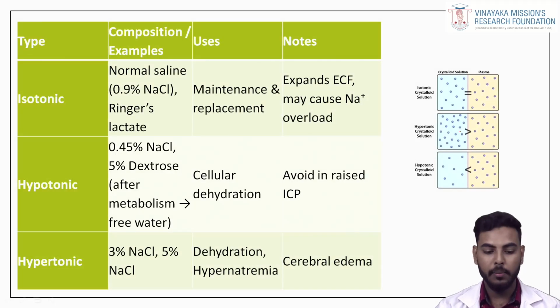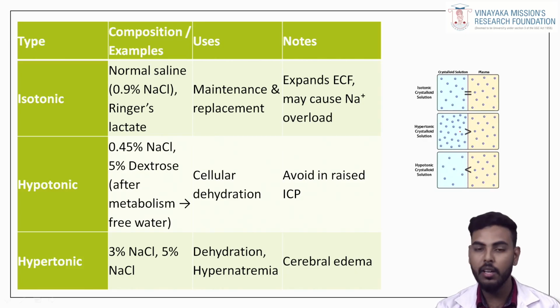Now we will see the different types of crystalloid solutions. Crystalloid solution types are based on tonicity: isotonic, hypotonic and hypertonic. Isotonic means the concentration of the crystalloid is equal to the concentration of the plasma. In the image we can see the isotonic crystalloid solution, whose concentration is equal to that of the blood plasma.